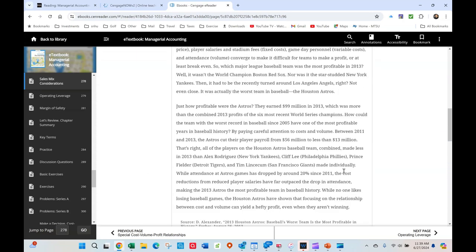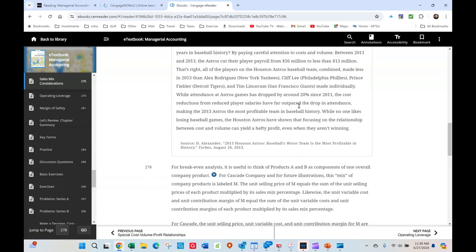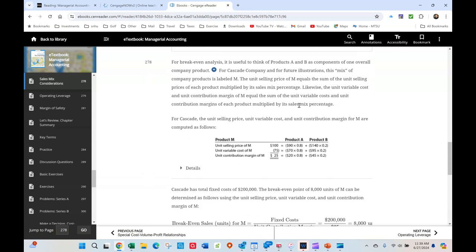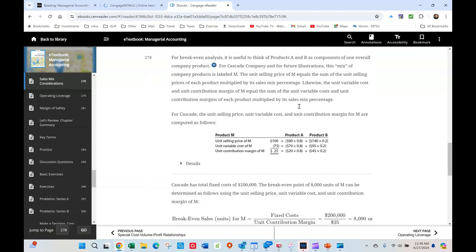If you want to read about the baseball, this is why sometimes teams don't want to win. The Astros earned $99 million, but they didn't win the World Series. They weren't a good team because they weren't paying their players much.